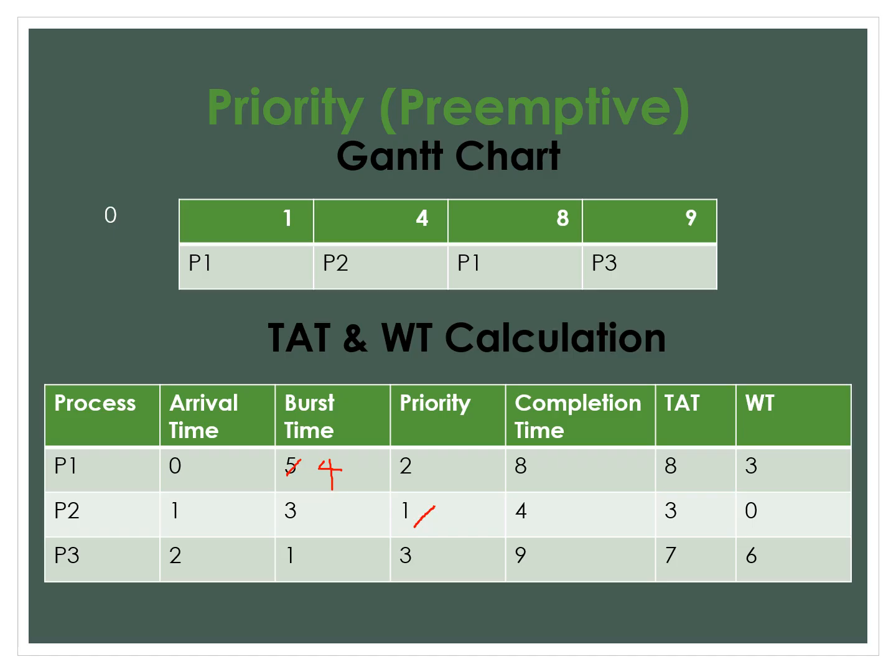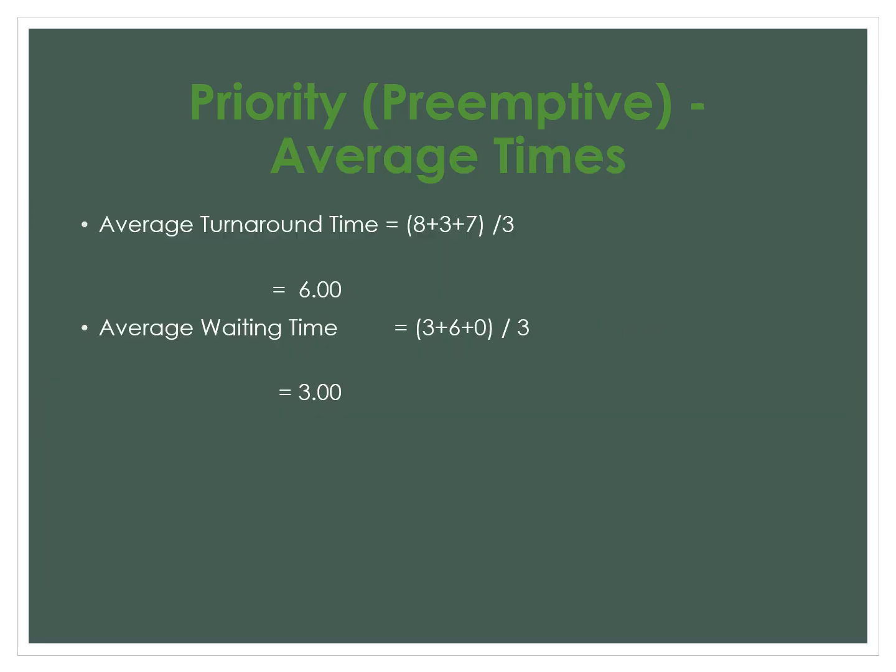Then P3 executed with execution time 1. So 8 plus 1 is equal to 9. So the completion time of P1 is 8, P2 is 4, P3 is 9. Now we calculate the turnaround time and waiting time. These are the values of average turnaround time and waiting time of priority preemptive scheduling.